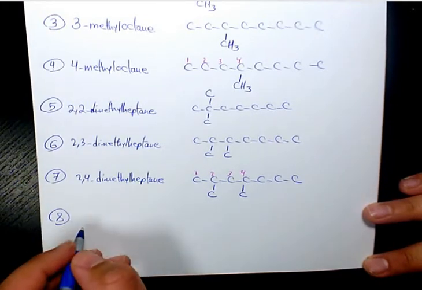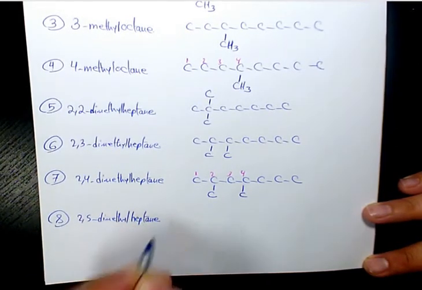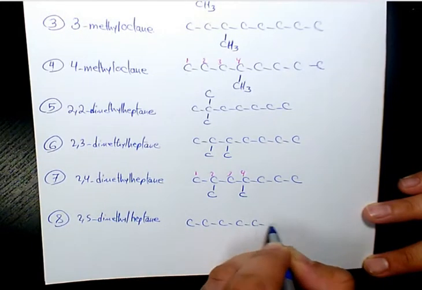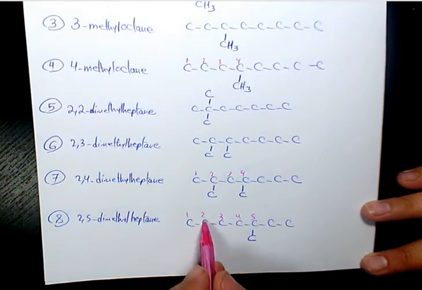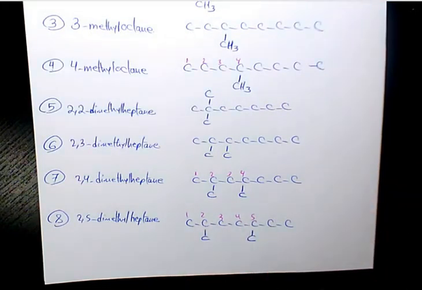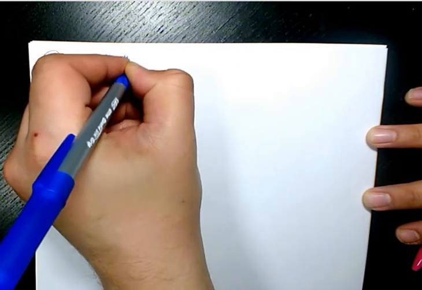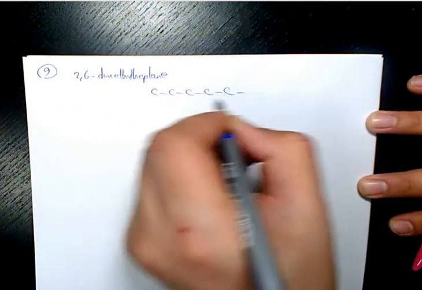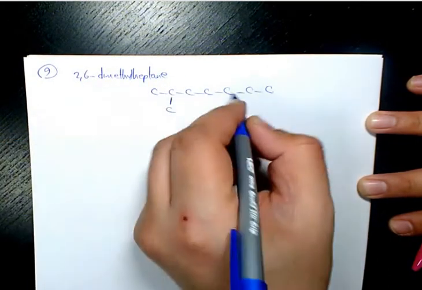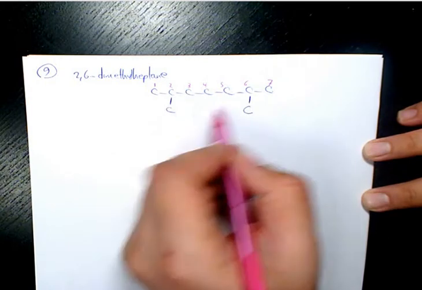Number 8 is going to be 2 and 5 dimethyl heptane. 1, 2, 3, 4, 5, 6, 7. So we have the methyl group on the second one and methyl group on the fifth one. So that's why we have 2 and 5 dimethyl heptane. Number 9 is going to be 2 and 6 dimethyl heptane. So on the second one and on the sixth one, we have the methyl group. So 2 and 6 dimethyl heptane.